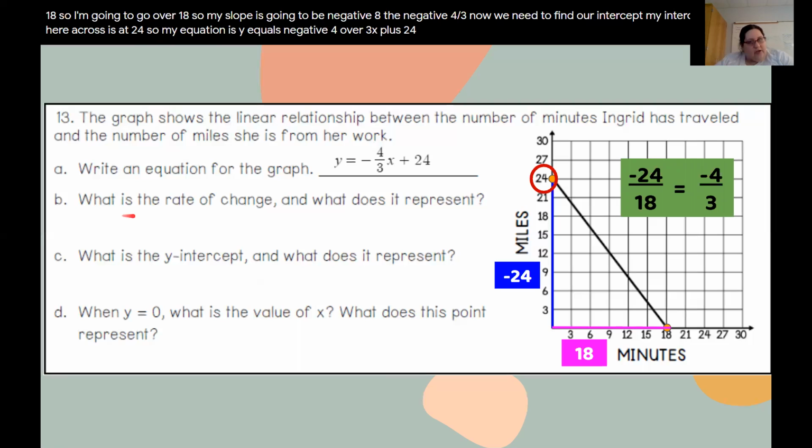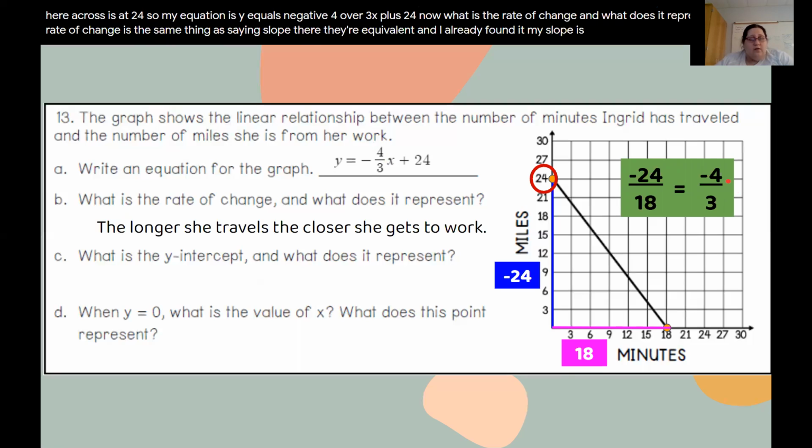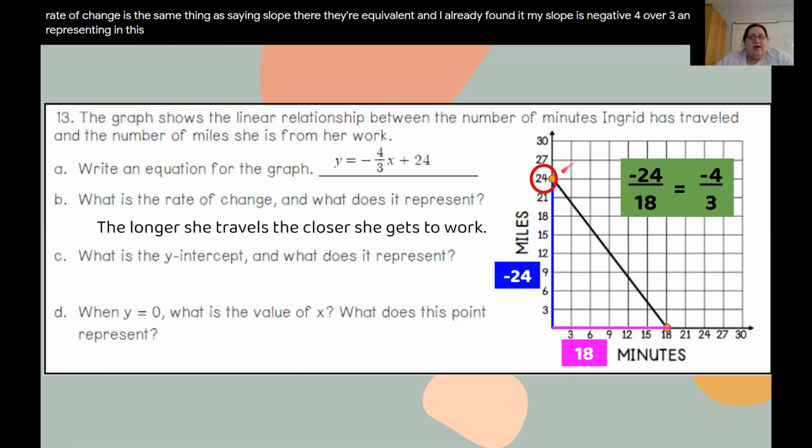So now what is the rate of change and what does it represent? Well, my rate of change is the same thing as saying slope. They're equivalent. And I already found that my slope is -4/3. And what it's representing in this situation is as Ingrid drives, the closer she gets to work. So the longer she drives, the closer she gets to work.